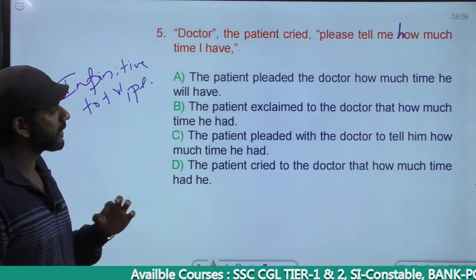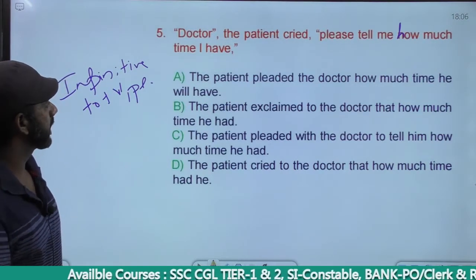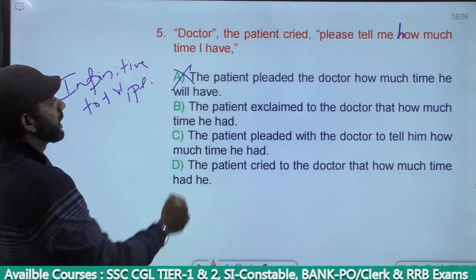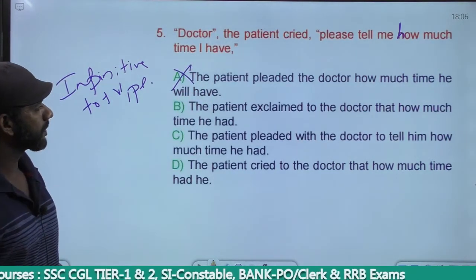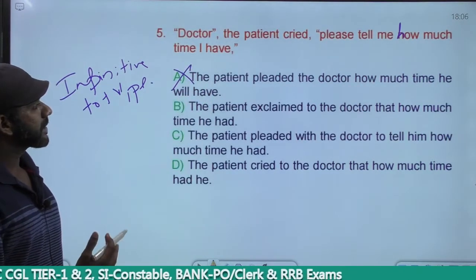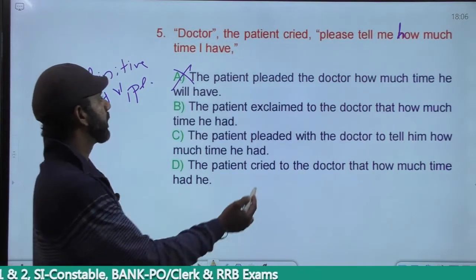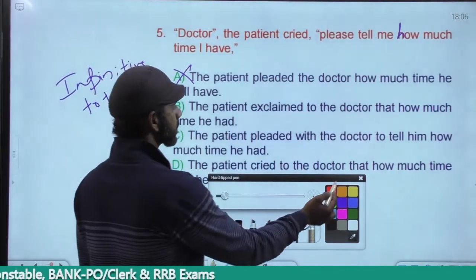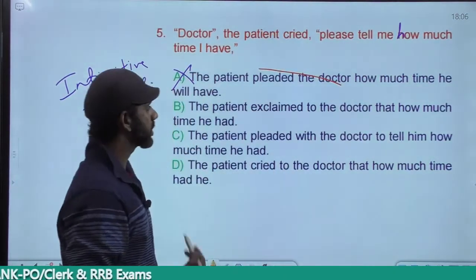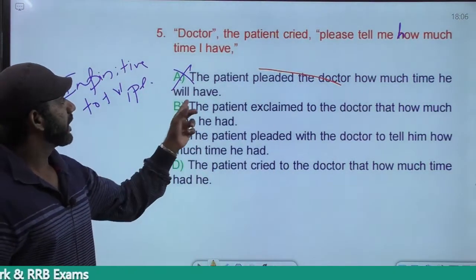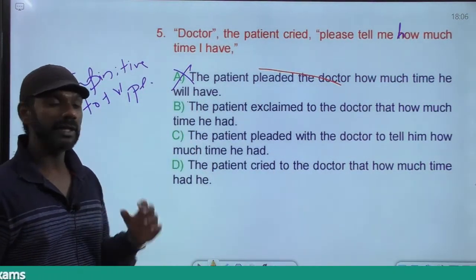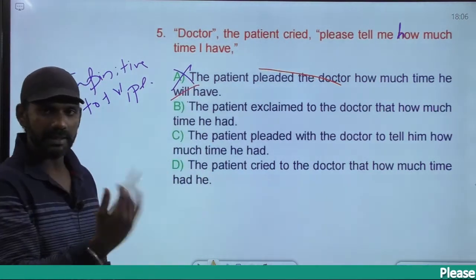We want the infinitive form. Based on that, option A is eliminated, not in the infinitive form. Then one more reason, the patient pleaded the doctor. Pleaded the doctor is a wrong usage. It must be pleaded with the doctor, eliminated. Will have, will is future tense. Will does not come in the indirect speech. That is another reason, eliminated.